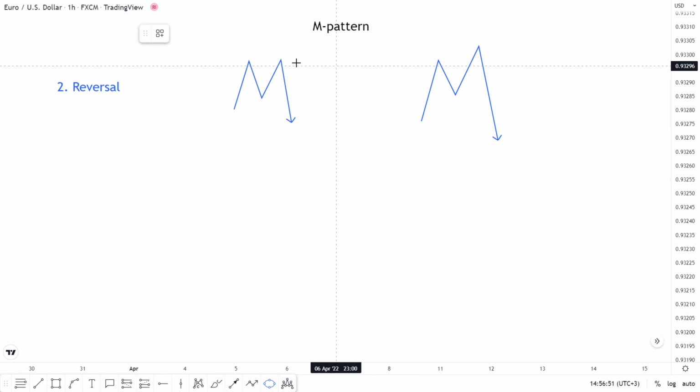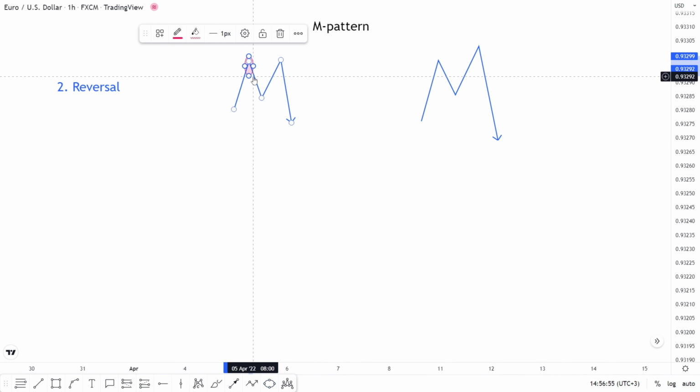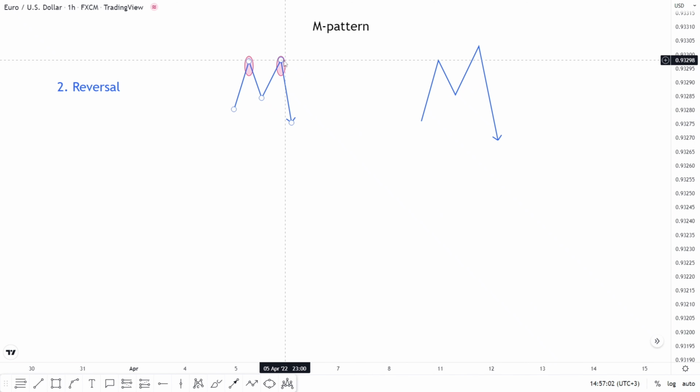So an M pattern is also called a double top simply because, as you can see, it has two tops. So that's the first top. This is the second top. That's why the other name of an M pattern is called a double top. It's a reversal pattern, meaning whenever you see an M pattern, price has been buying for a while and we are now anticipating that the price will start dropping.